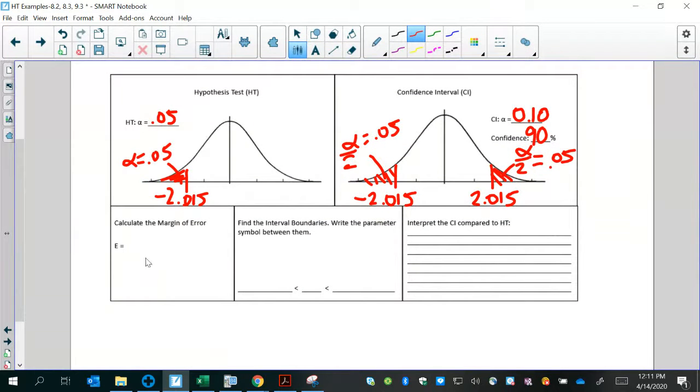So when calculating the margin of error, remember it's always the critical value times the standard error. So that would be 2.015 times the standard error, which is your sample standard deviation divided by the square root of n. Remember, the standard error comes from our central limit theorem.